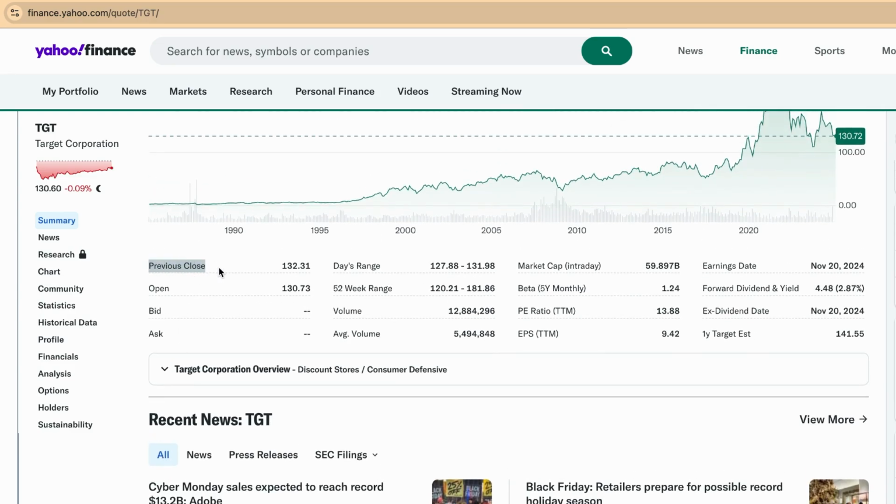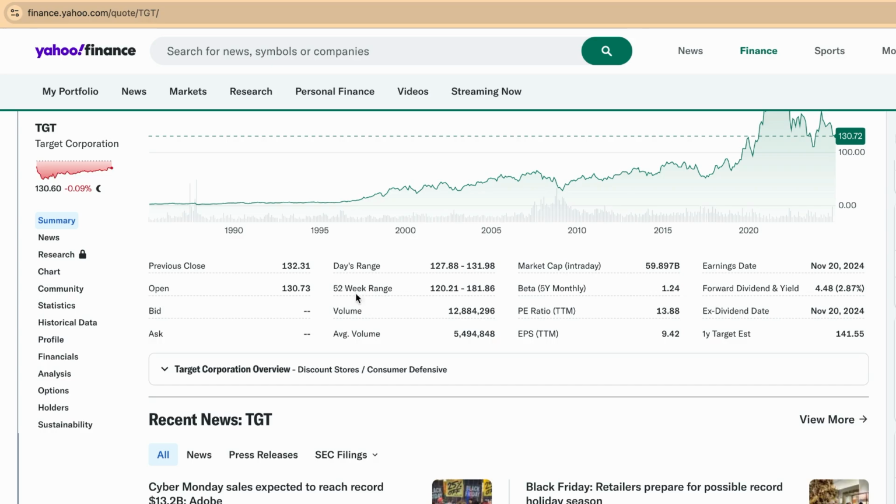Further down, you'll see other information. Previous close, the last day: what did it close at? What price? What did it open at this morning? And if this was during the day, you'd see the bid and ask, which is what people are willing to pay for a Target stock during the day. This is the day's range. So between 127 to 131 is what Target stock was sold at.